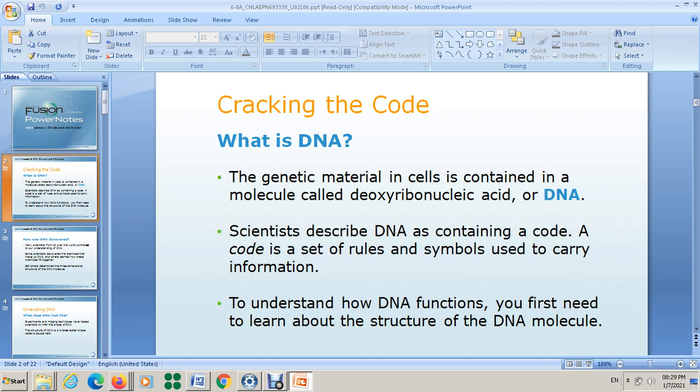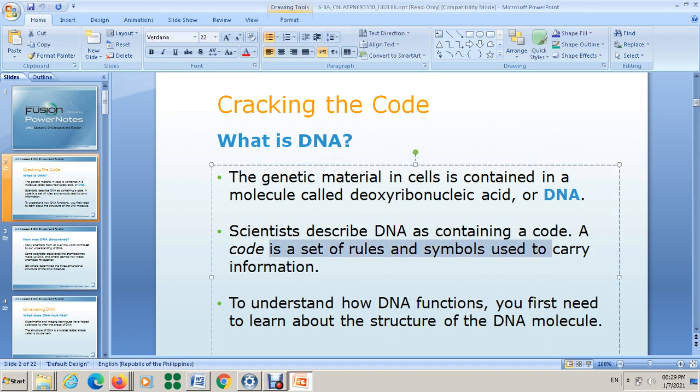You can imagine the DNA is like a book, and it has code to do something. It just gives the information. It doesn't do anything, just gives the information for growing, for dividing, for making a specific protein. Okay, so this DNA is like a code. So a code, what is a code? It is a set of rules and symbols used to carry information.